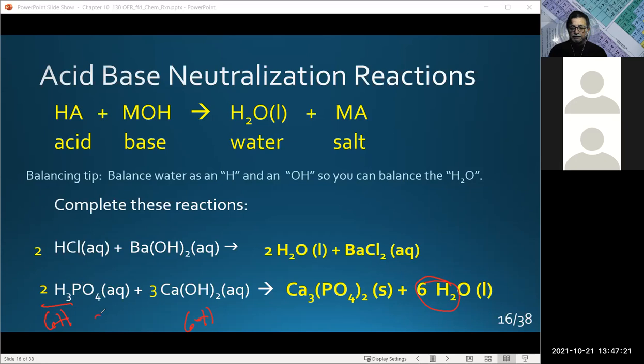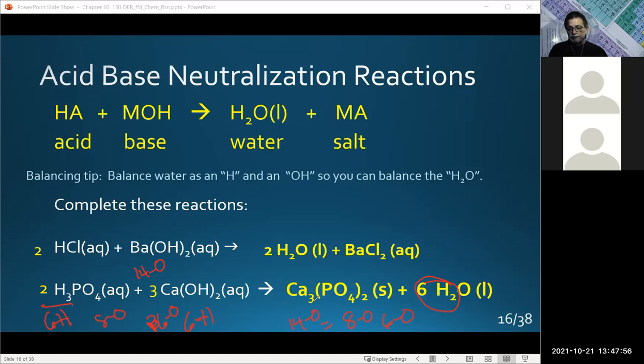Oxygens, I got 8 oxygens coming from phosphoric acid and 6, excuse me, we got 6 oxygens coming from calcium hydroxide. So it's a total of 14 oxygens, right? And so if we look at here, we got 8 from the phosphate and 6 in the form of water. So that's a total of 14 oxygens.